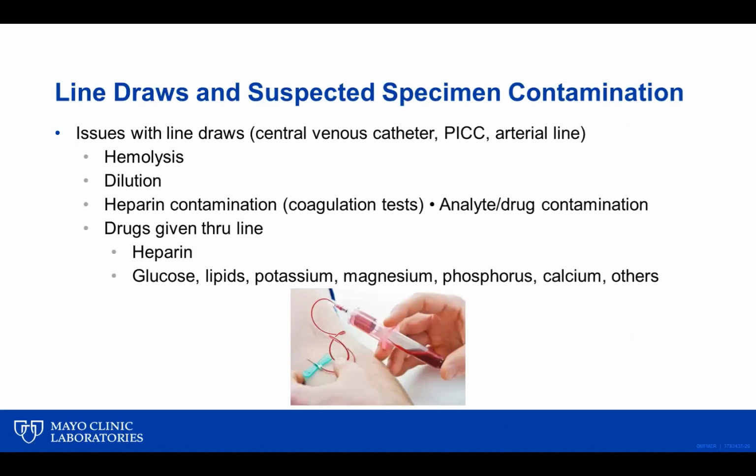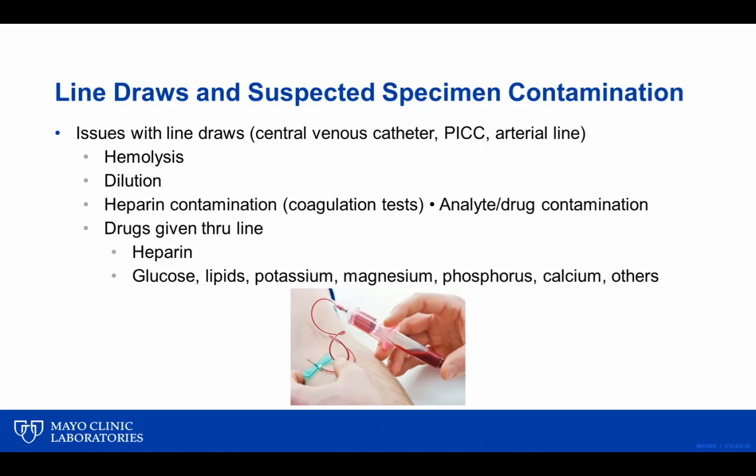All right, so the next area we'll discuss is line draws, as this really relates to sample contamination, which is our 4th highest reason for rejected specimens in the hospital environment. It really doesn't apply much to outpatients because those line collections are fairly limited to certain patient populations. But we know there are a lot of issues with line draws.